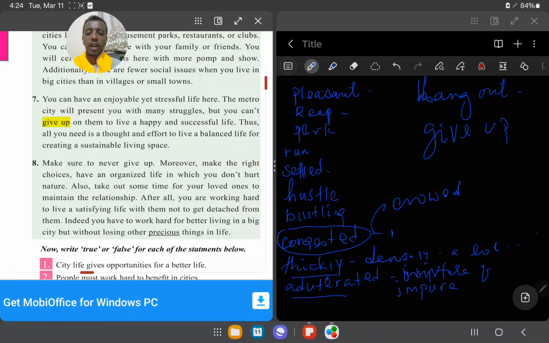Indeed, you have to work hard for better living in a big city, but without losing other precious things in life. Precious.